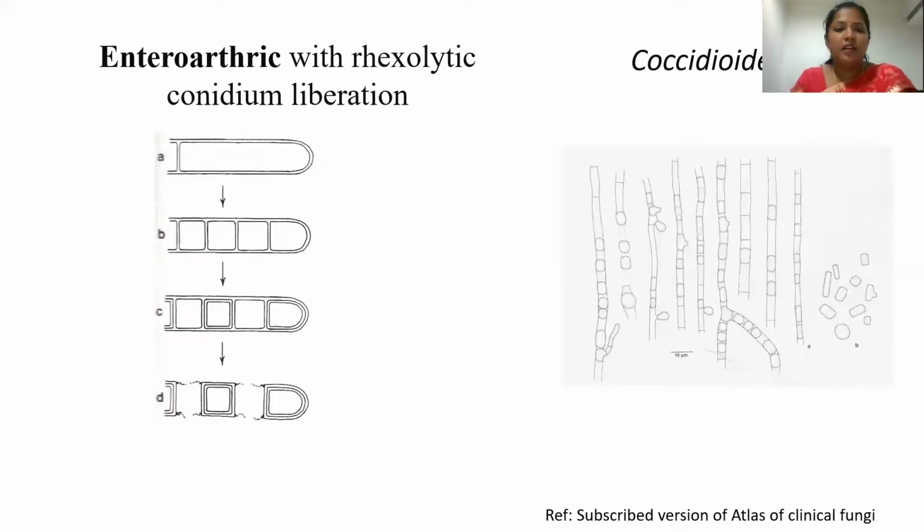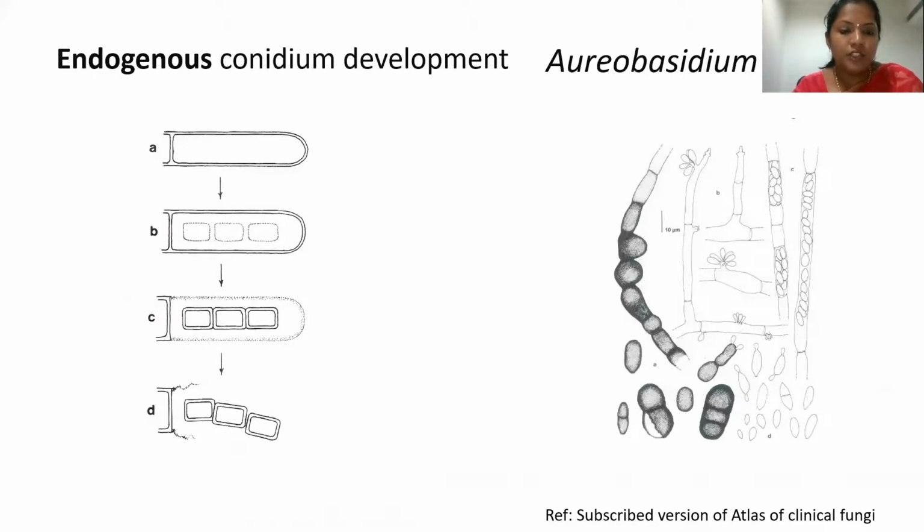Next is enteroarthric conidiation with rhizolytic conidium liberation. This can be seen in the Coccidioides species. In this, the thallus is the conidiogenous cell. Inside it the arthrospores will be formed, but the release of the arthrospores will be done by alternate lysis of the cells, some parts of the arthrospores. This is enteroarthric.